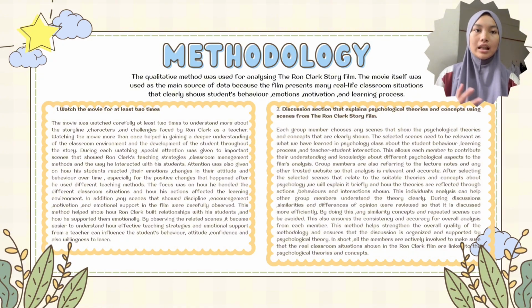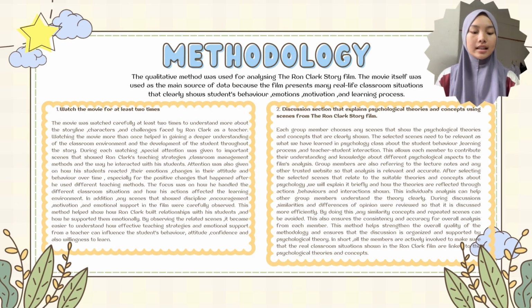Each group member selected scenes that clearly showed psychological theory and concepts learned in class. These scenes were analyzed based on student behavior, learning processes, and teacher-student interaction. Group members referred to the lecture notes and reliable sources to ensure accurate analysis. Similar ideas were discussed together to avoid repetition. This method helped ensure the discussion was organized, clear, and supported by psychological theory.